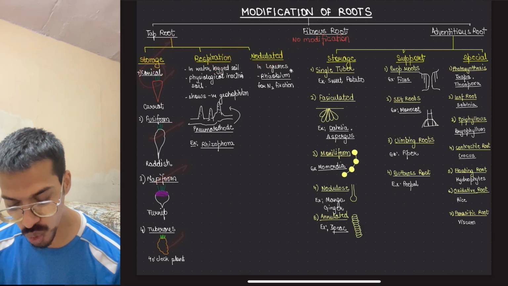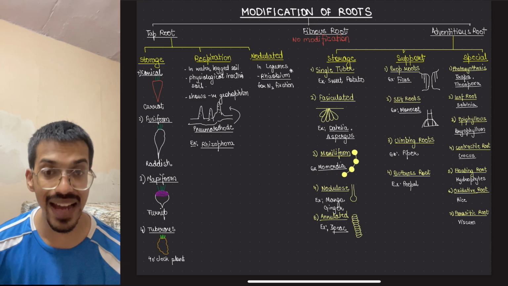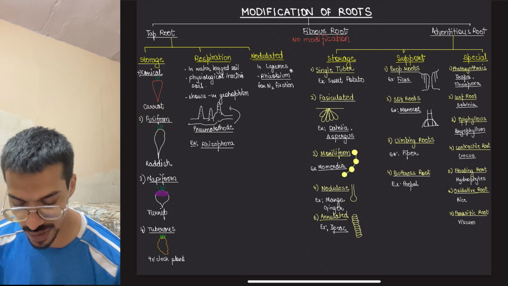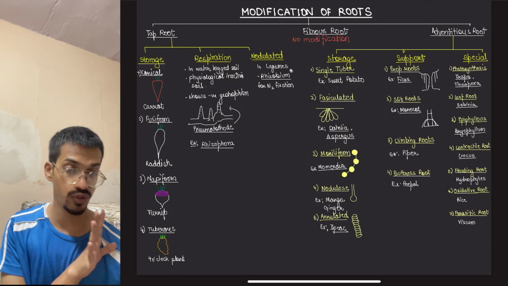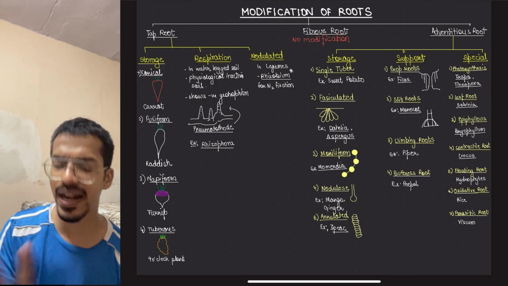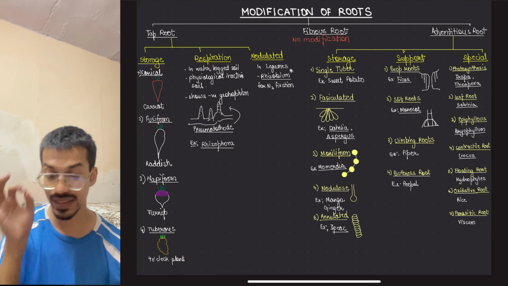What are they? Conical, like that seen in carrot. You have seen that a carrot is a cone-like structure. Then we have fusiform, which means your radish. If you have seen the radish, we used to make radish sambar. The radish comes under fusiform. It is a taproot.